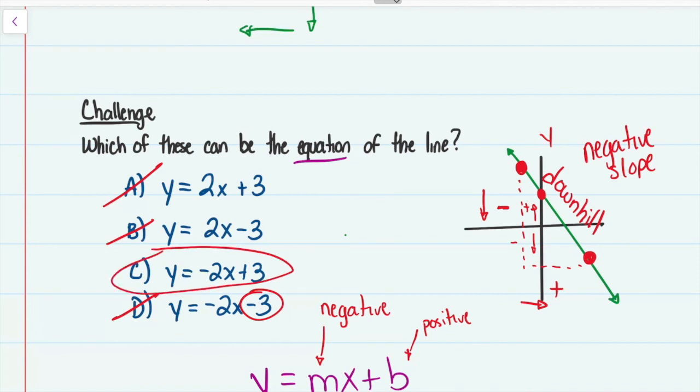And this is how you use process of elimination to find the right answer. And that's it.